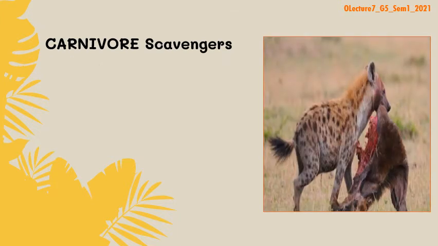Scavengers such as this hyena feed on cadavers. They feed on already dead animals. Animals killed by other animals or animals killed by illness, sickness. So they find dead animals and they eat them. This kind of animals is called scavengers.